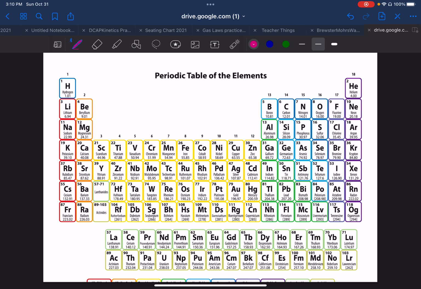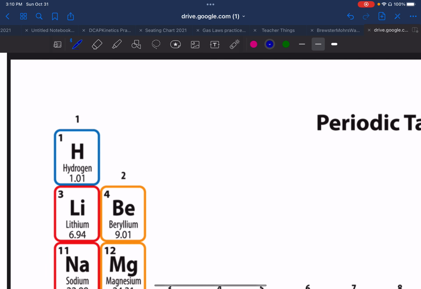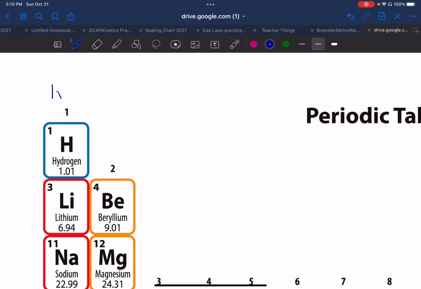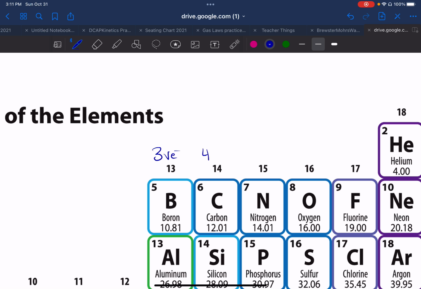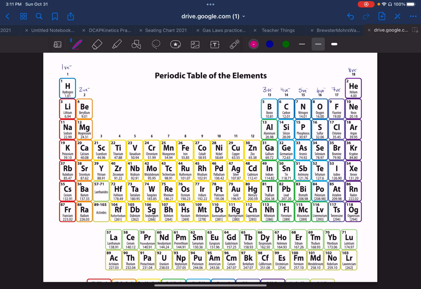Okay, some things that we know from our periodic table. We've established what our group names and numbers are. And then we've also established what our valence electron counts are for this regular 8. And just to remind you, you should have these on your periodic table: 1 valence electron here, 2 valence electrons here, 3, 4, 5, 6, 7, and 8. So that should be marked on your periodic table.